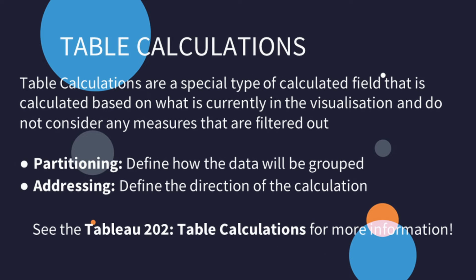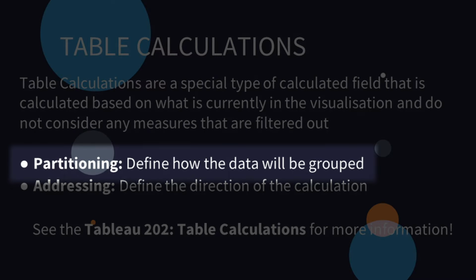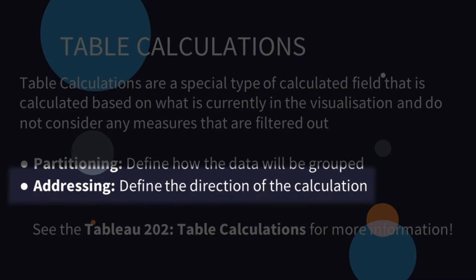And then the last thing we're going to quickly look at are table calculations. So table calculations are a special type of calculated field that is calculated based on what is currently in the visualization and do not consider any measures that are not on the view. So table calculations are computed after the initial query, allowing users to do something with the results produced on the view. You need to dictate which direction the table calculation works, and that will be your addressing fields. And you also need to define how the data will be grouped. So what dimensions do you want to use to group that calculated field? And that is called partitioning.